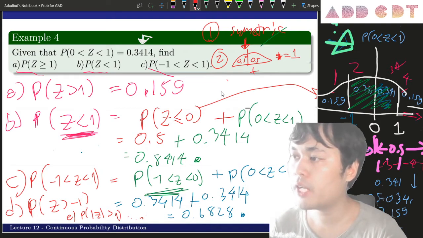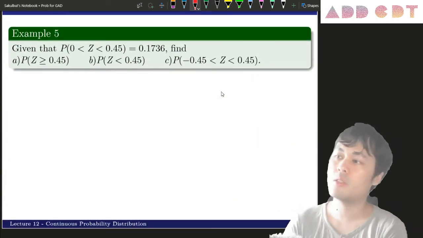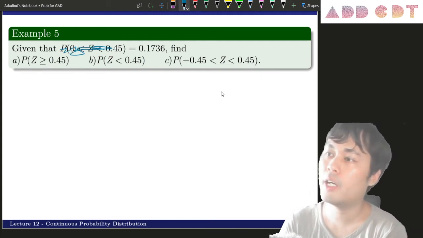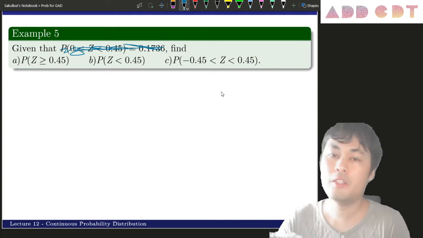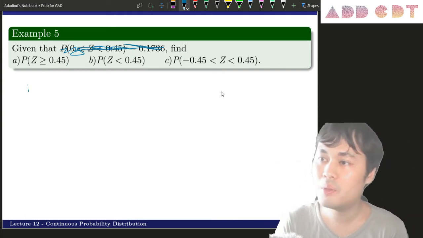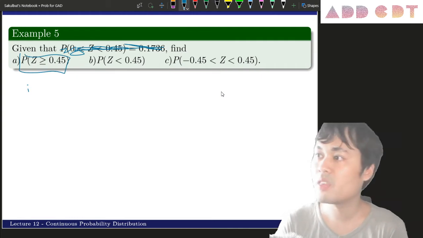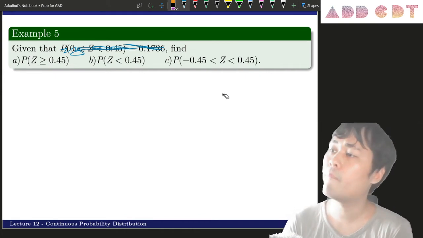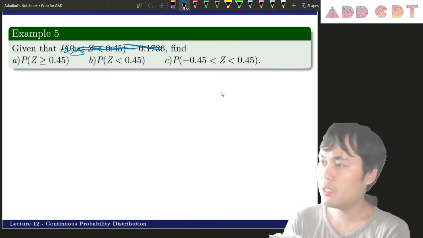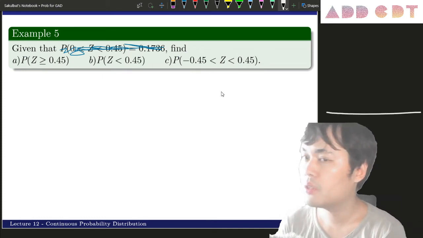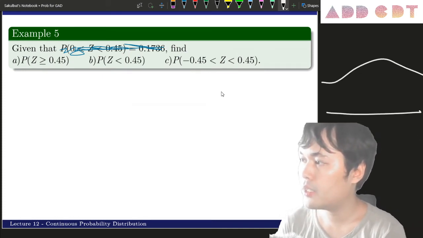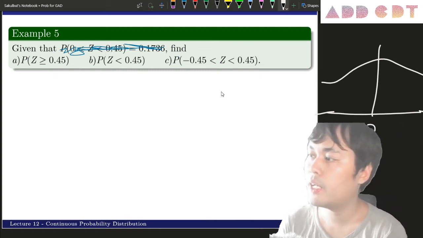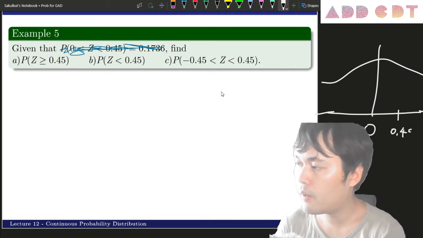So let's try a different question. So again, in the old school question, you are not given that. So on your exam paper, you are just going to see that short formula, P of Z greater than or equal to 0.45, which is going to be kind of painful again to look up. But then let's see, what can we say about that? So the value here is 0.45, so let's just put it there.